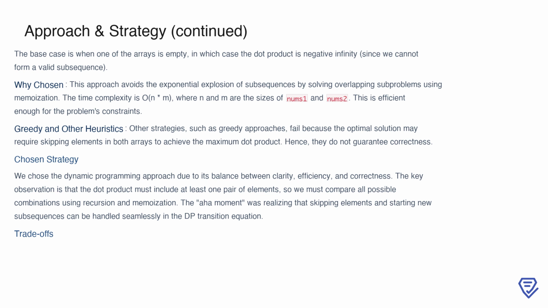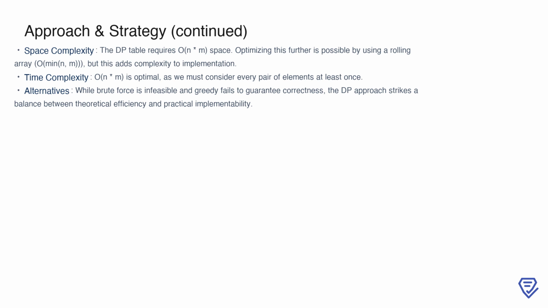The key insight is that the dot product must include at least one pair of elements, and the DP equation naturally handles cases where elements are skipped or new subsequences are started. In terms of space complexity, the DP table requires O(n*m) space because we store results for all combinations of the first i elements of nums1 and the first j elements of nums2.